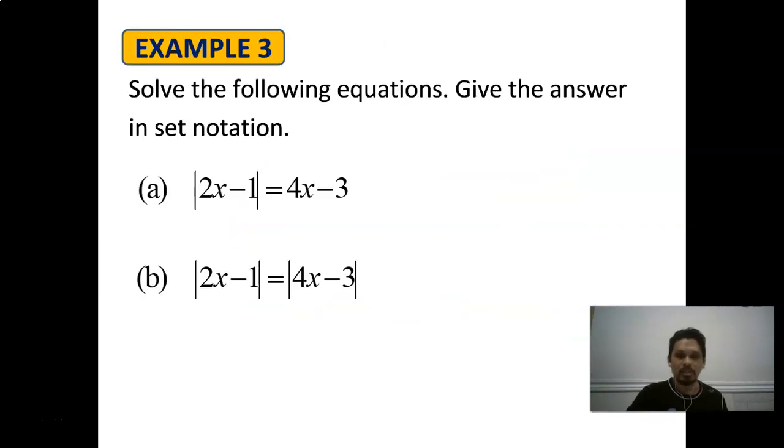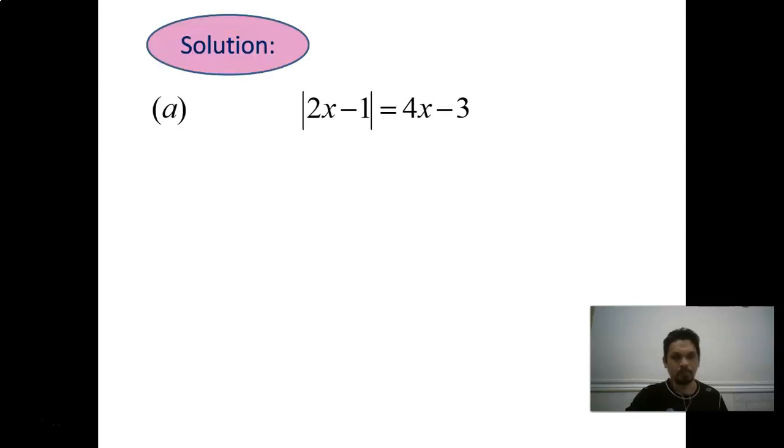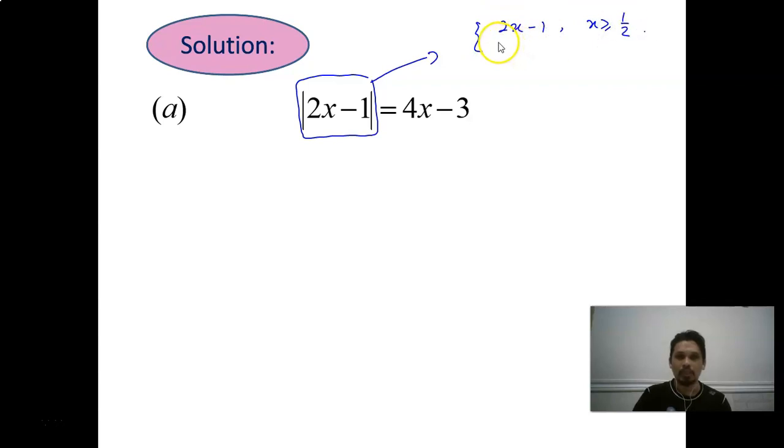Next, solve the following equation and give the answer in set notation. For this one here now, again, it is defined as 2x minus 1 for x greater than or equal to 1 over 2, and negative of 2x minus 1 for x less than 1 over 2.